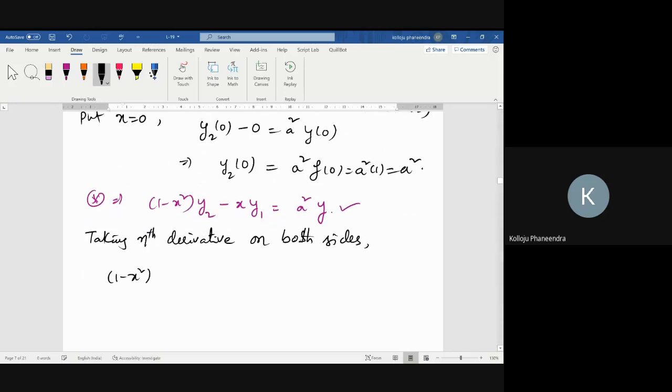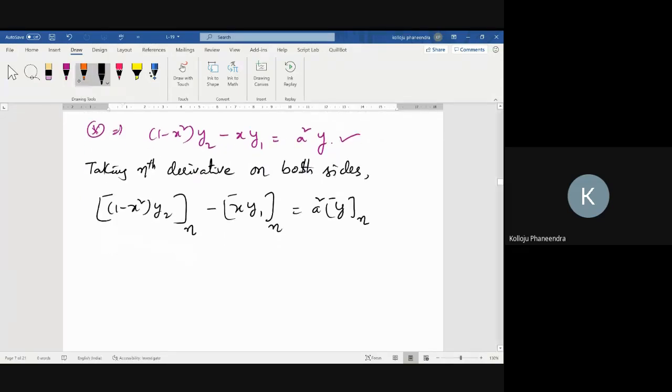1 minus x square y2. This is the notation. N times differentiation for this function: xy1, n times differentiation. A square is the constant for y, n times differentiation. And now the rule is Leibniz rule for successive differentiation.